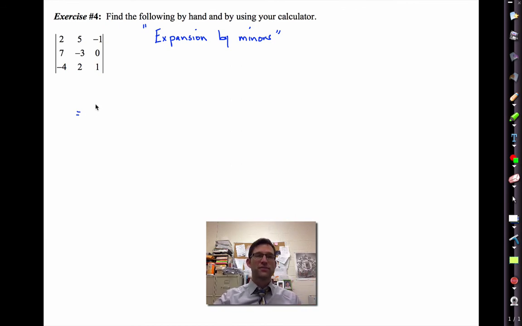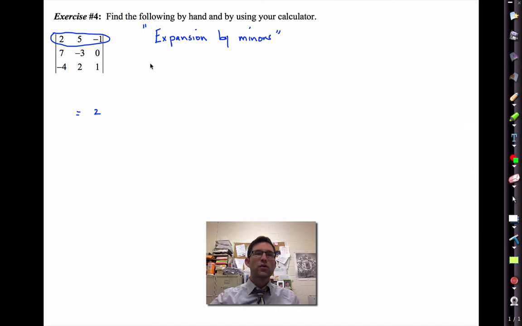We're going to grab any row or any column. Any row or column gets the job done. But I'm going to pick the first row just to not confuse you, because this is confusing enough anyway. And I'm going to pick the first element of that row.